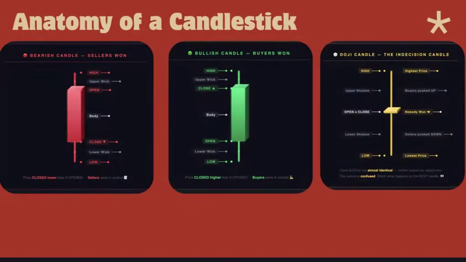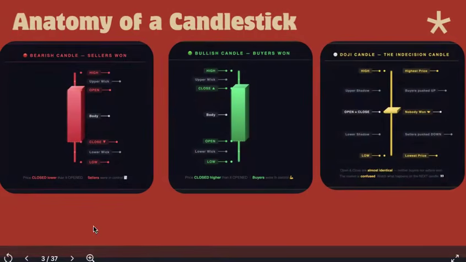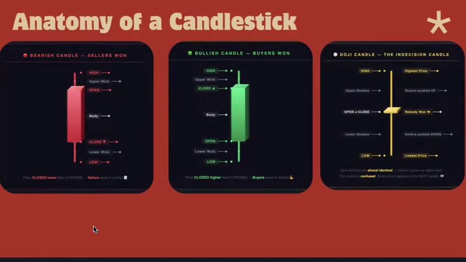All right, let's start with our absolute foundation. What does a candlestick actually tell you? Every candlestick has an open, close, low, and high. And the shape of the candle reveals who was in control, buyers or sellers.